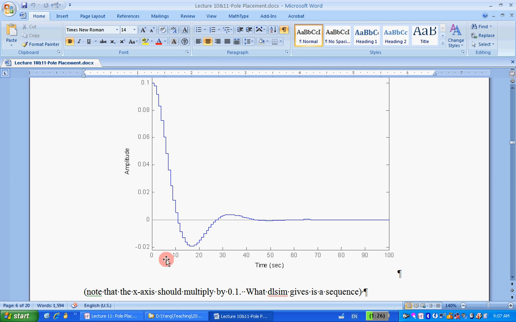But that is not really 10 seconds. The horizontal axis should be multiplied by the sampling time. Sampling time is 0.1 seconds. So basically, this should be 1 second, 2 seconds, 3 seconds, like this. Now if you look at the response here, starting from here, it reaches 63% somewhere here. So that's pretty close to 1 second.